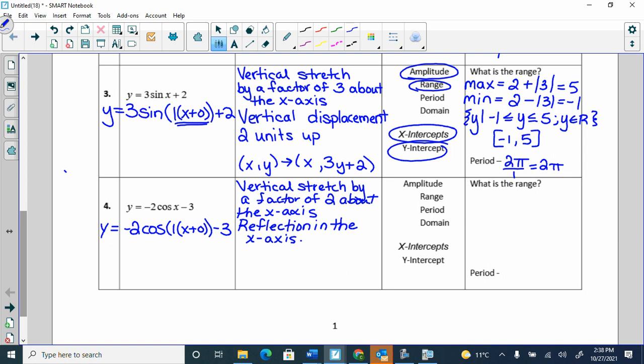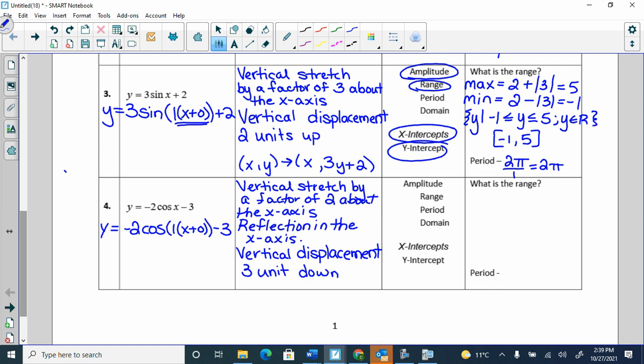And then you have a vertical displacement. 3 units down. Oh, 3 units down. There we go. Sorry, I was looking at the other thing. 3 units down.